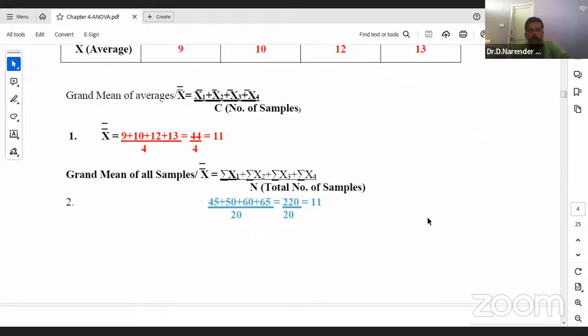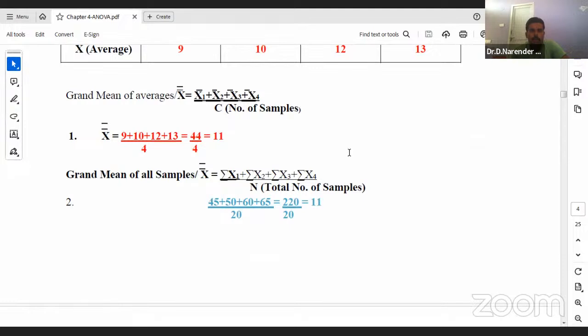Then again you will get 11. See here, you got 11 and you got 11. So if you are doing any practice problem, you should get the same values in the first case and in the second case also. After getting these values, you start doing sum of squares between columns.